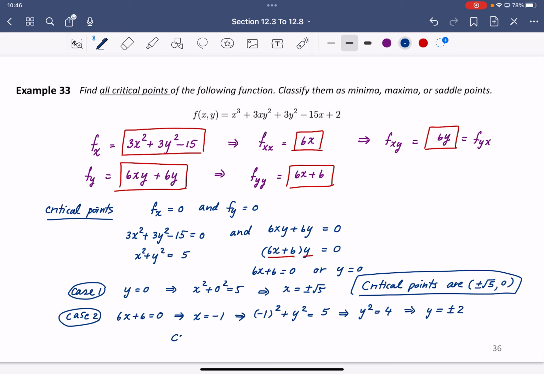Which means your critical points for this case are minus 1 and plus or minus 2. So basically you have 4 critical points: 1, 2, 3, 4. And then we're going to figure out the pattern for each critical point. I'll let you write it down on the paper first.